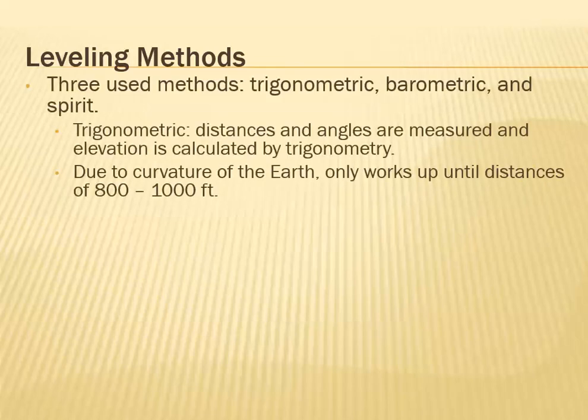Okay, so let's talk about leveling methods. There are three main methods used: trigonometric, barometric, and spirit. Trigonometric we've talked about before. It's when you're able to measure distances and angles. Then you can use trigonometry and your triangles to figure out either the horizontal distance or the slope or the elevation change.